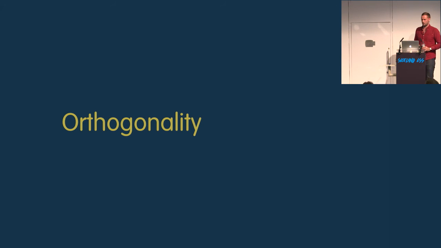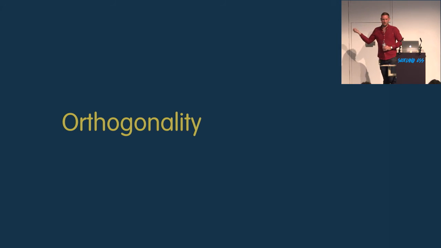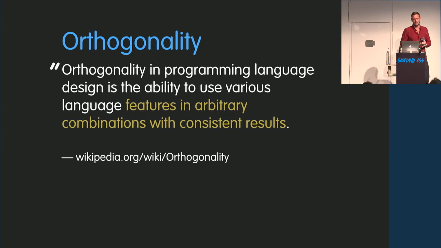And I think, finally, orthogonality. Who's heard of orthogonality? Cool, a handful of us. Orthogonality is quite a new one to me as well. Orthogonality basically states that it's the ability to use programming language features in arbitrary orders, arbitrary combinations, but still get consistent results. We should be able to pick and choose different parts of a language, use them in any order, and still get the expected outcome.